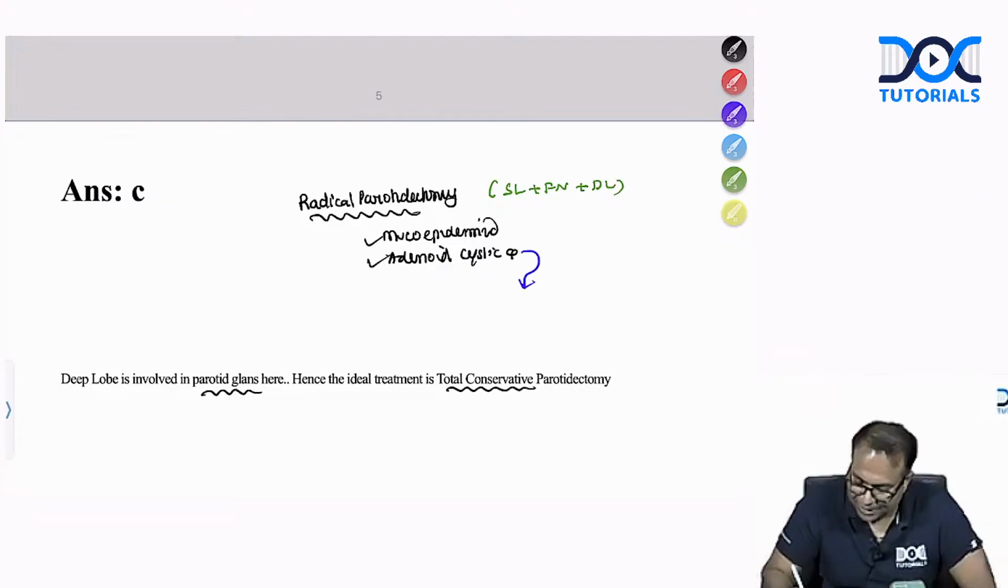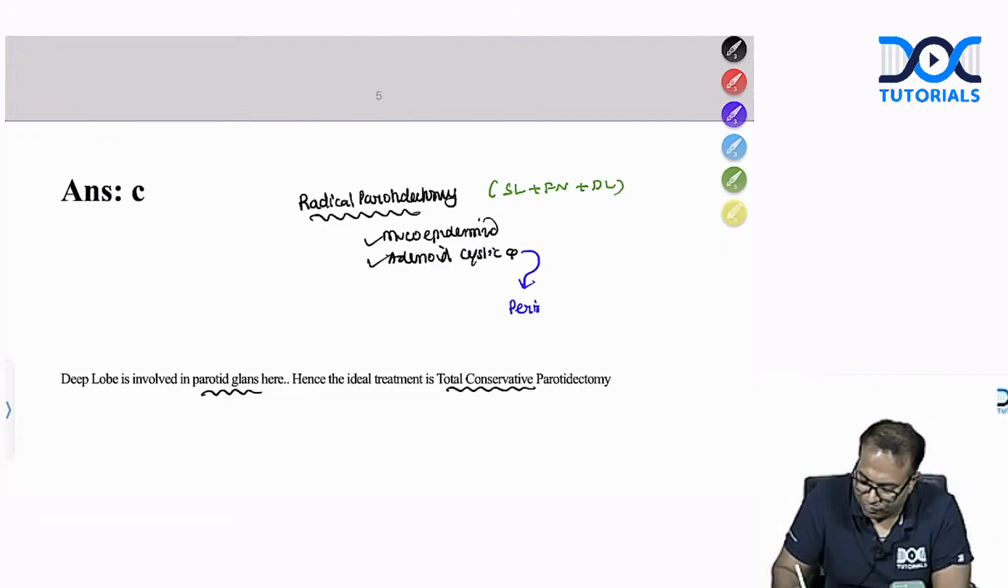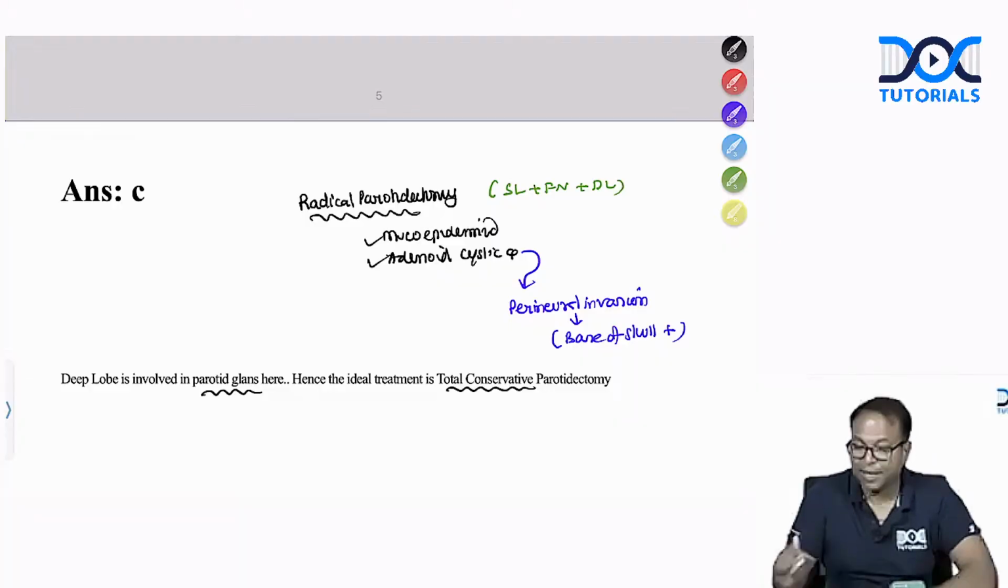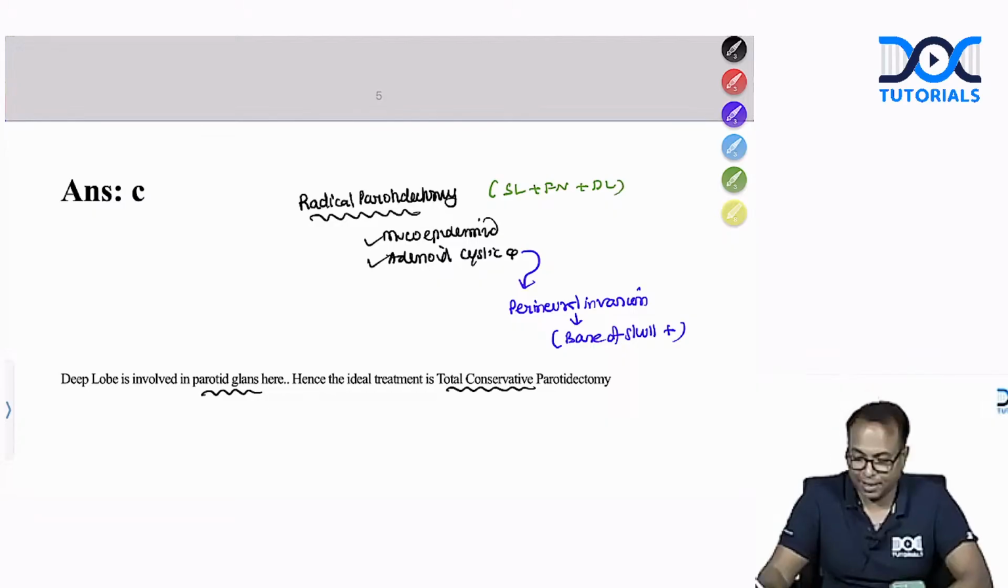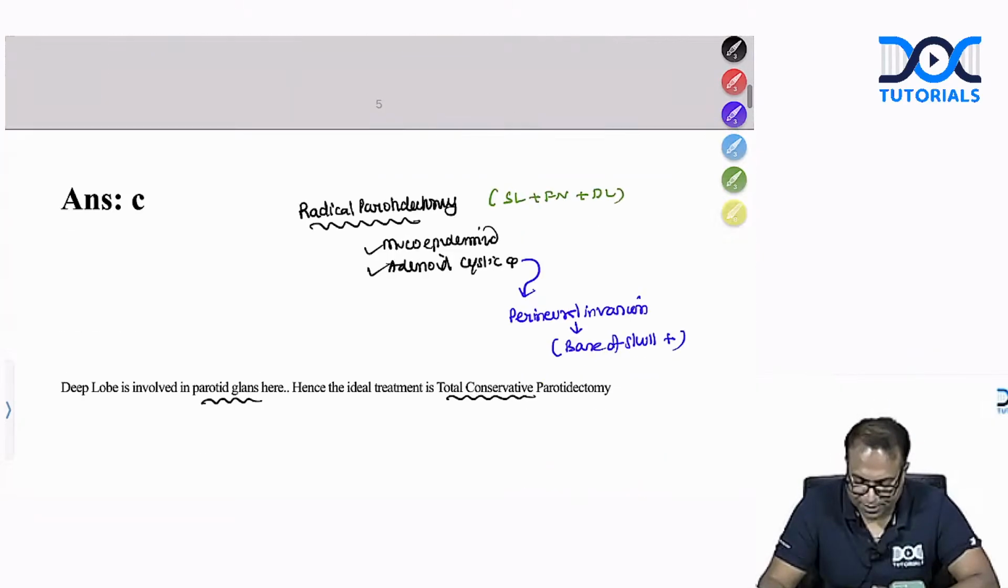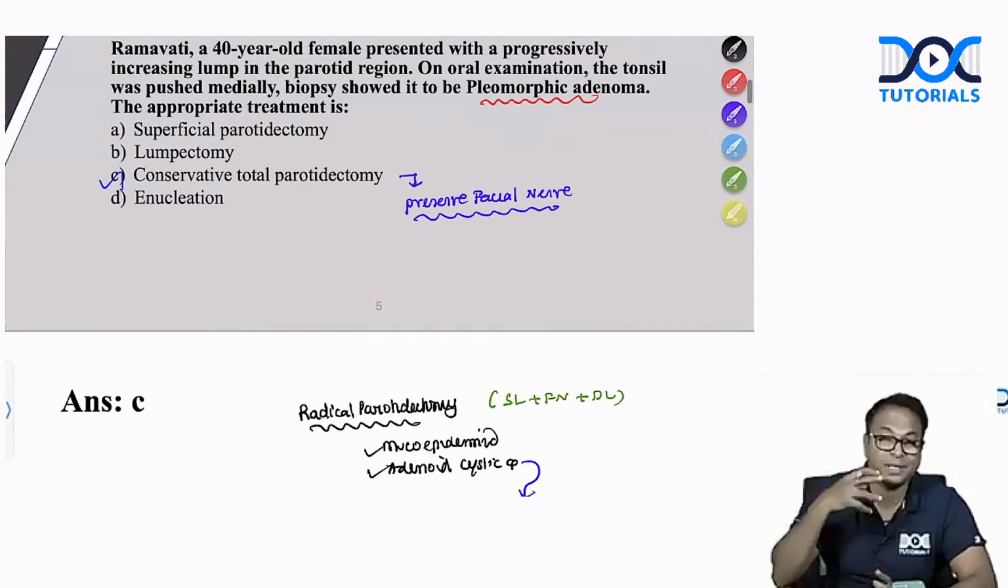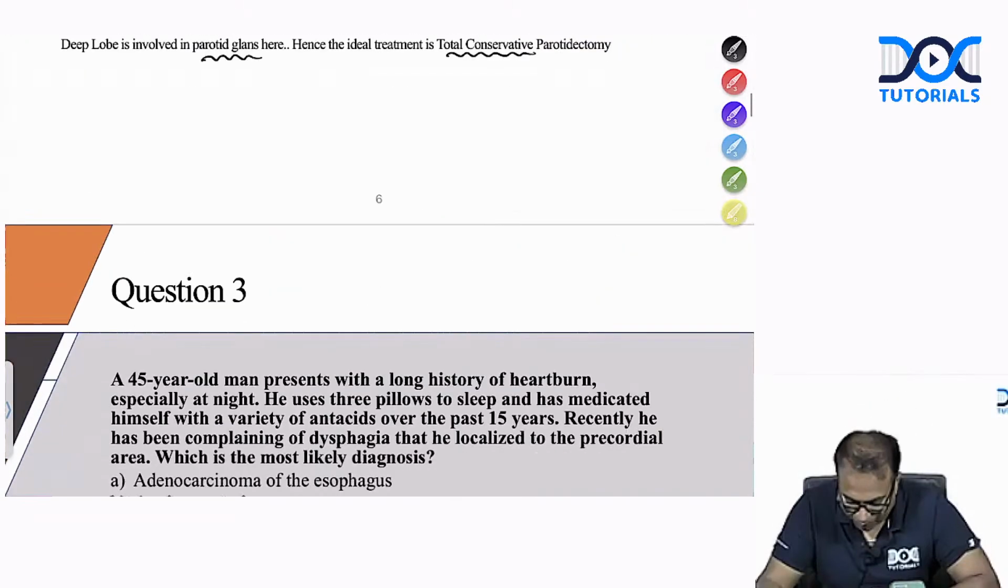Radical parotidectomy. Adenoid cystic cancer can have perineural invasion. It can infiltrate into the base of skull. So please don't forget this basic point: adenoid cystic cancer can involve the base of skull. So the answer is a very simple question. Since it is pushing the tonsil, it is a deep lobe tumor, you have to go for total conservative parotidectomy.